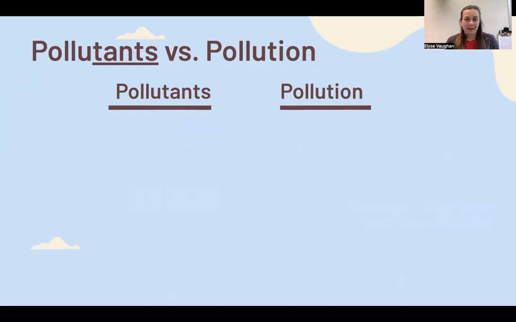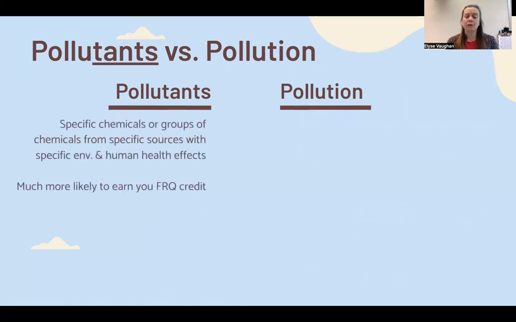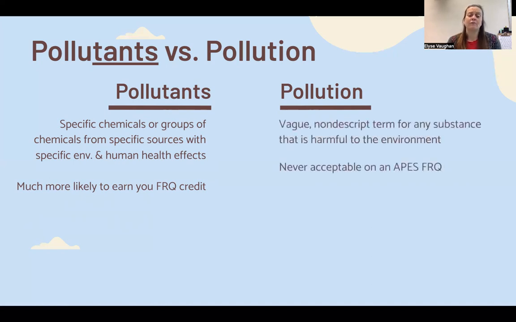We talked about this in atmospheric pollution. I'm going to keep emphasizing it. There's a difference between pollutants and pollution. And so pollutants are specific chemicals or groups of chemicals from specific sources with very specific environmental and human health effects. When we talk about pollutants, we're likely to earn credit on the FRQ. But pollution is just a vague, nondescript term. It's any substance that's harmful to the environment, and this is never going to be acceptable on an APES FRQ, with 3 exceptions that we're going to talk about. Okay, so yes to pollutants, no to pollution.